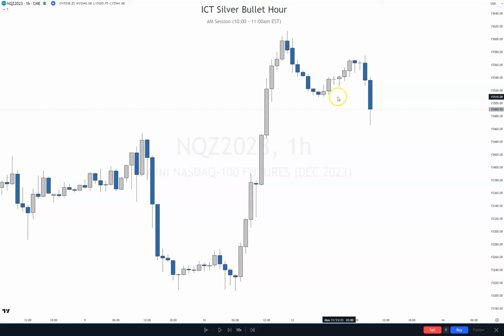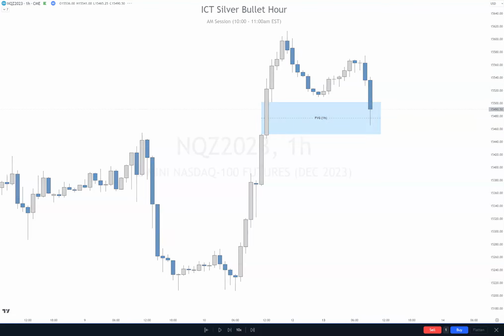So it took out a low, right? And then this rejection is really important. Why is that important? Where did it go into? It came into a 1 hour fair value gap, right? So when you're on the 1 hour and you see that your hourly candle trades into a 1 hour PD array and starts rejecting, well, we want to drop down to a lower time frame and see if we're going to get a retracement up, right?